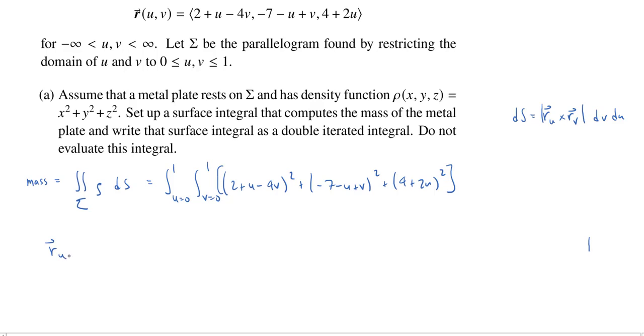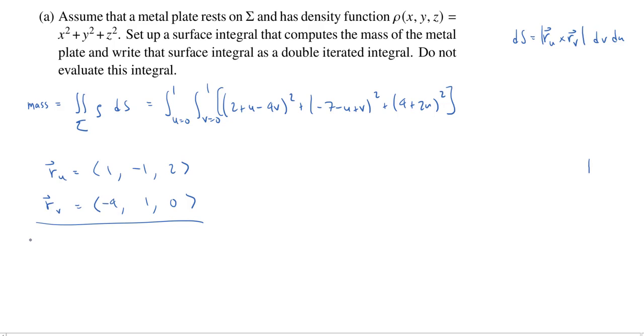So r_u, we take a partial with respect to u, and in the first component we get a 1. In the second component we get a negative 1. And in the third component we get a 2. All right, how about r_v? In the first component we get negative 4. In the second component we get a 1. And in the third component there are no v's, so we get a 0. Okay, so now we're going to take the cross product of r_u with r_v.